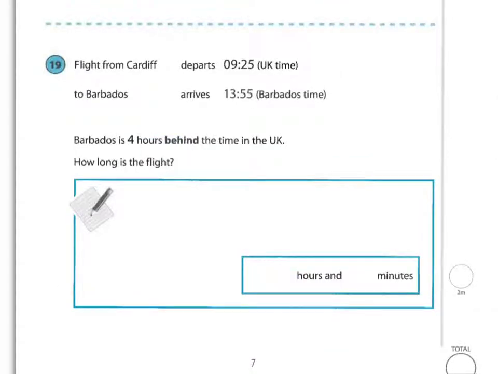£175. A flight from Cardiff departs 9:25 UK time to Barbados and arrives at 13:55 Barbados time. We're told Barbados is 4 hours behind the time in the UK, so how long is the flight? Well, if I look at the difference in those two times as they stand, to go from 9 in the morning to 1300 hours, that is a time of 4 hours, and from 25 minutes to 55 minutes is 30 minutes. Now, to compensate for the fact that Barbados is 4 hours behind the UK, I would then have to add on 4 hours, so the total length of the flight would be 8 hours and 30 minutes.